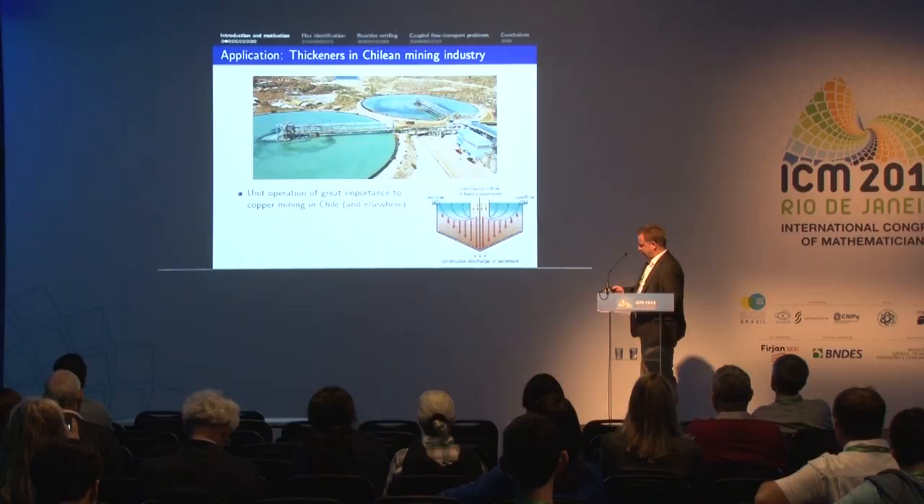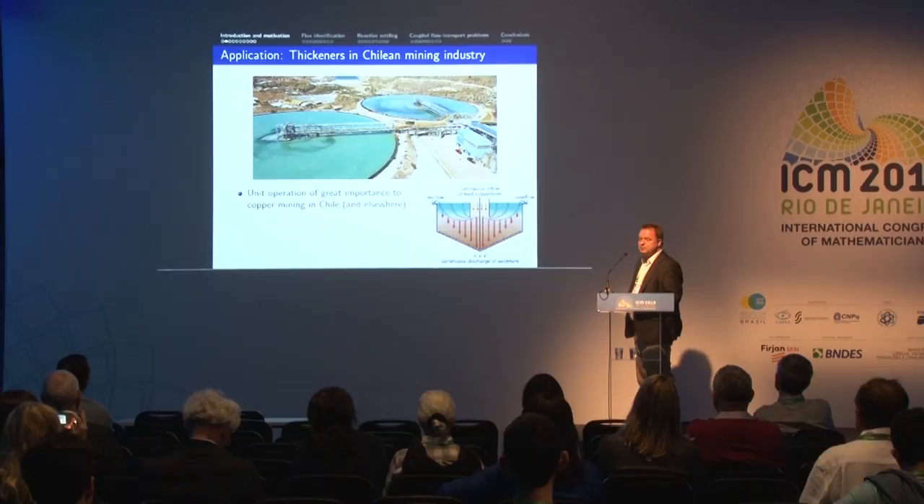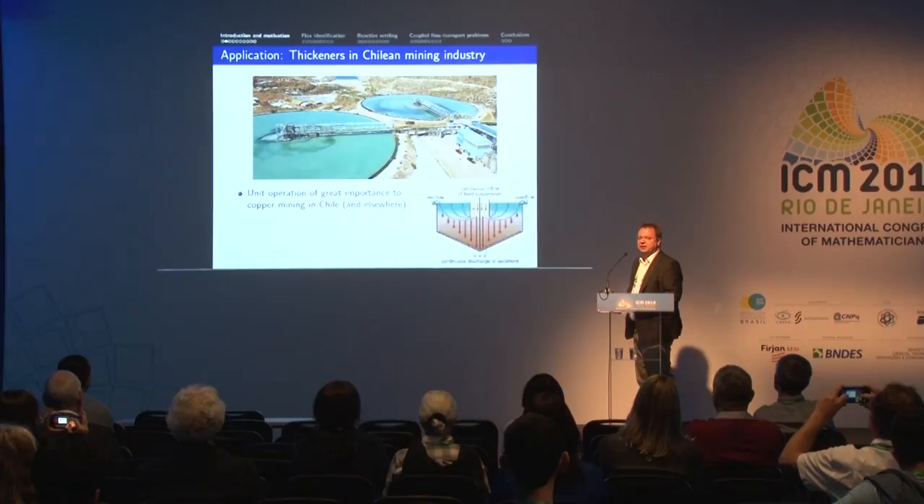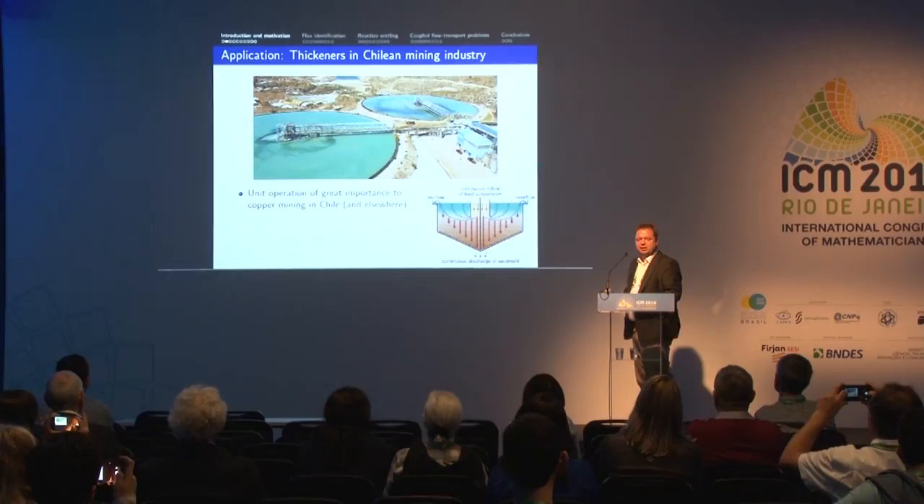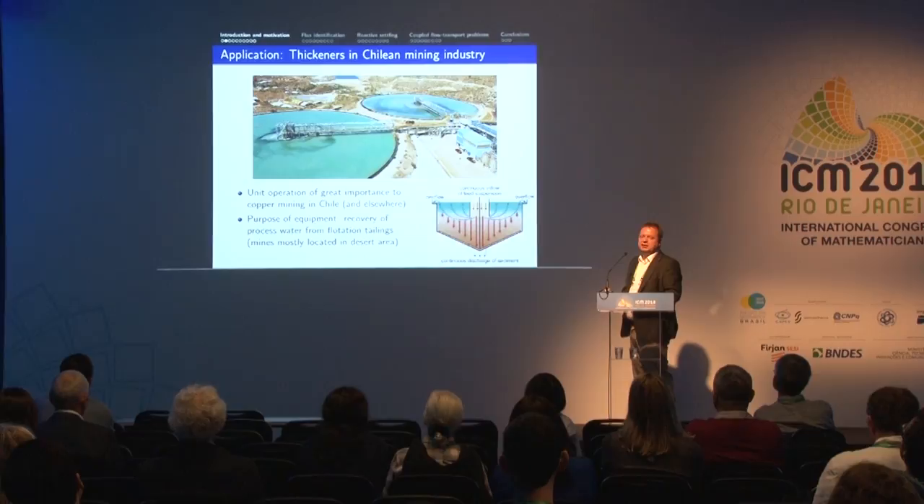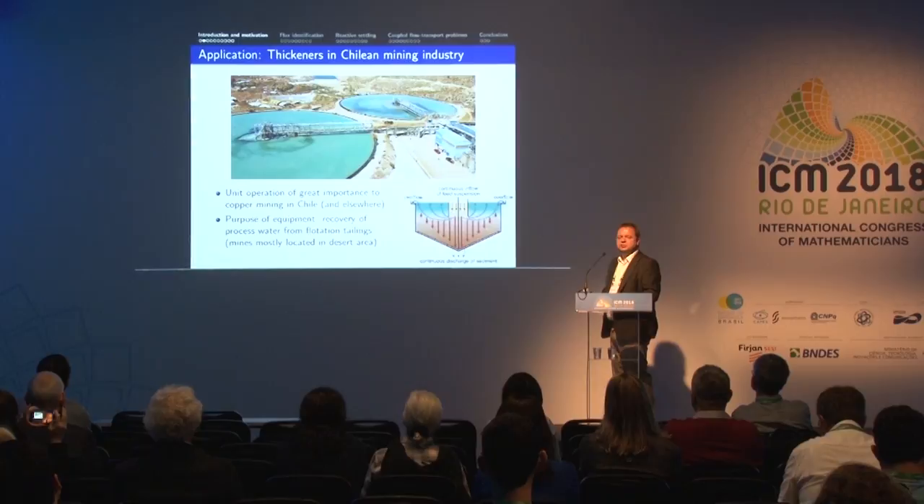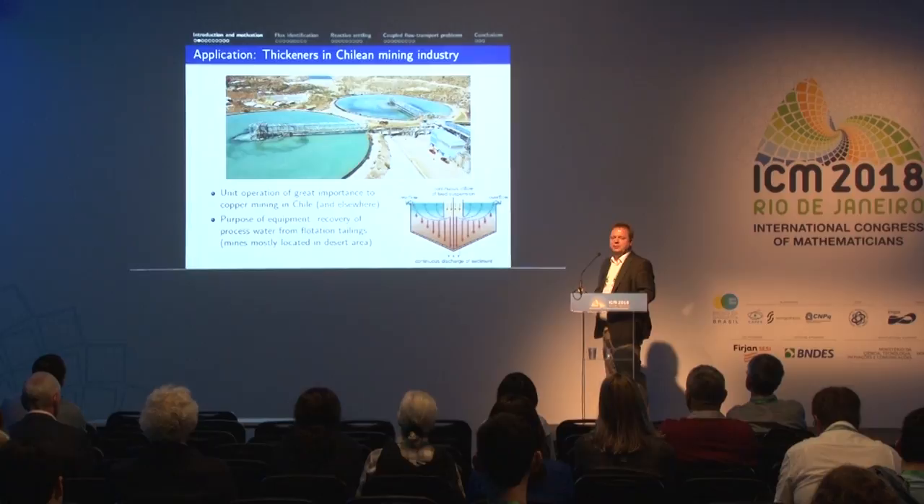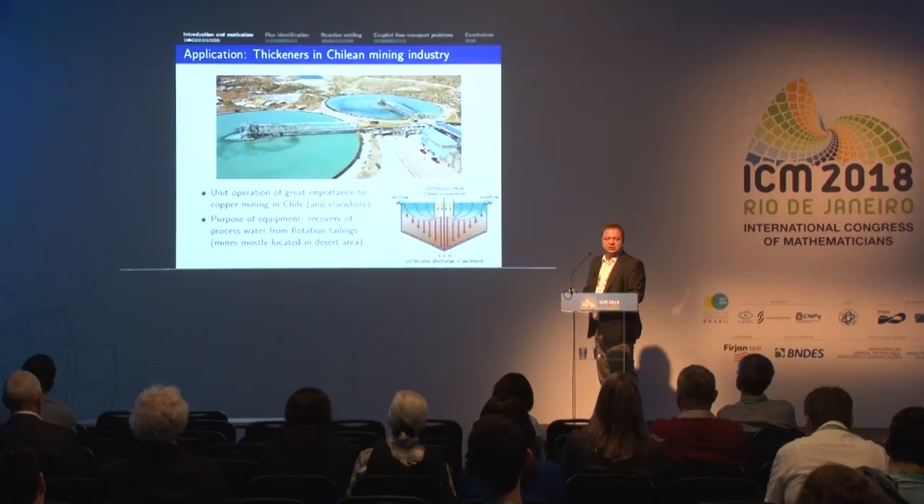These are thickeners. This is equipment that is used especially in Chile in copper mining. These are large settling tanks of about 100 meters in diameter that are used to separate solid-liquid suspensions into their solid and liquid parts. So the basic purpose of this equipment is to recover process water that arises from flotation tailings. Flotation is one of the processes that is used to separate the metalliferous fraction in mining from the so-called gangue material, that is, useless solid particles. And the importance, especially in Chile, of this application comes from the fact that most mines are located in desert areas, so water is a very scarce and expensive resource there.